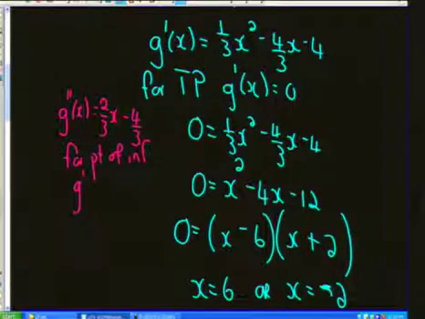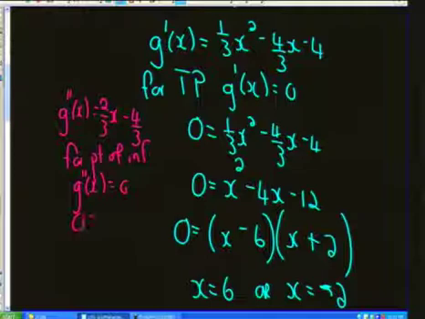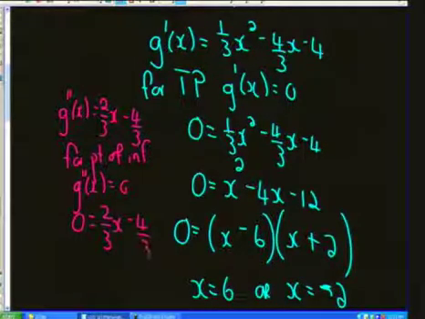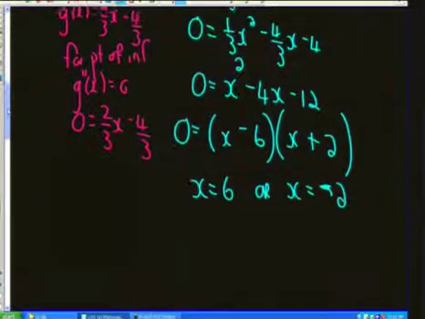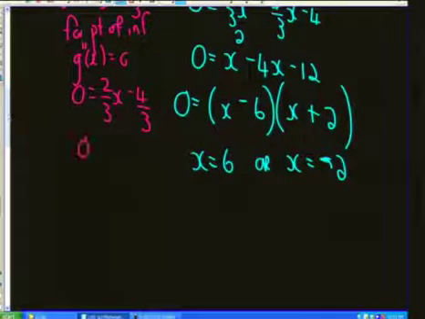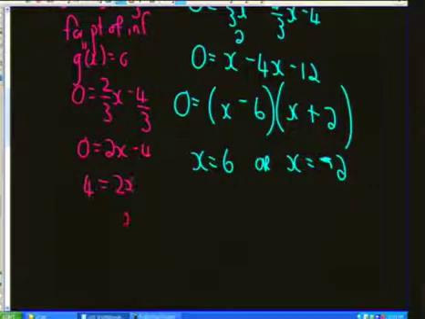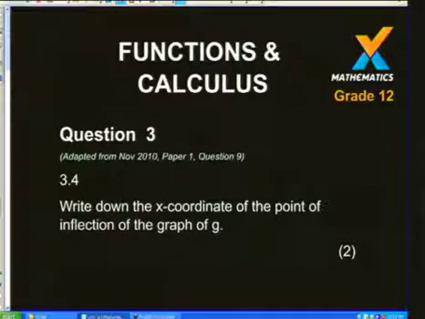And for a point of inflection, we know that the second derivative must be 0. So 0 is equal to 2/3 x minus 4/3. And clearly we don't feel like working with those fractions, so let's multiply by 3. So 0 is equal to 2x minus 4. So 4 is equal to 2x, which means x is equal to 2. So that's where it's going to happen. So let's go back to the question now. We know it will happen at x equals 2.